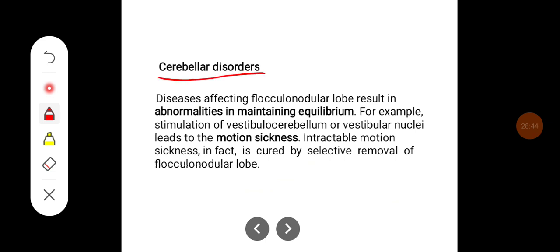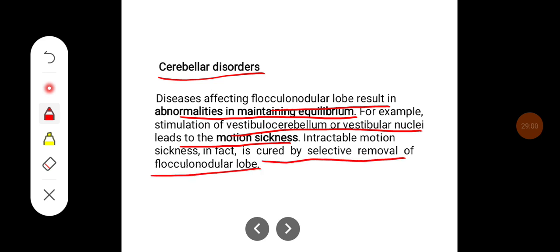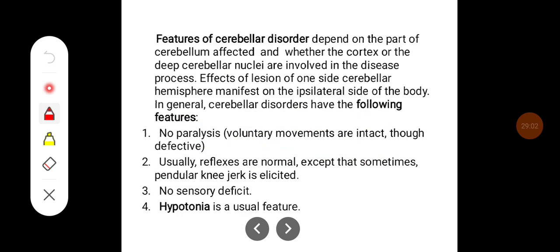Coming to cerebellar disorders, diseases affecting flocculonodular lobe results in abnormalities of maintaining equilibrium. For example, stimulation of vestibulocerebellum and vestibular nuclei leads to motion sickness. Intractable motion sickness, in fact, is cured by selective removal of flocculonodular lobe. Features of cerebellar disorders are going to depend on the part of cerebellum affected and whether the cortex or the deep cerebellar nuclei are involved in the disease process.